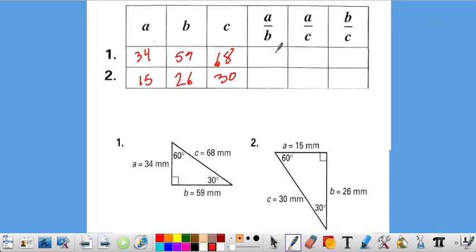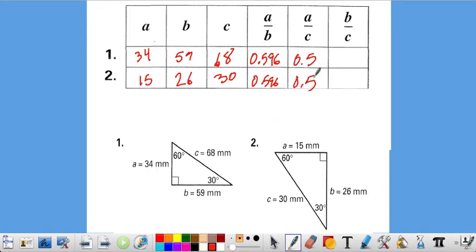But now what we're going to do is take A divided by B for both triangles. If I take A divided by B, 34 divided by 59, I get the decimal 0.5963. If I take A divided by B in triangle 2, 15 divided by 26, I get 0.596. If I take A divided by C, 34 divided by 68, I get 0.5. If I take 15 divided by 30, I get 0.5.